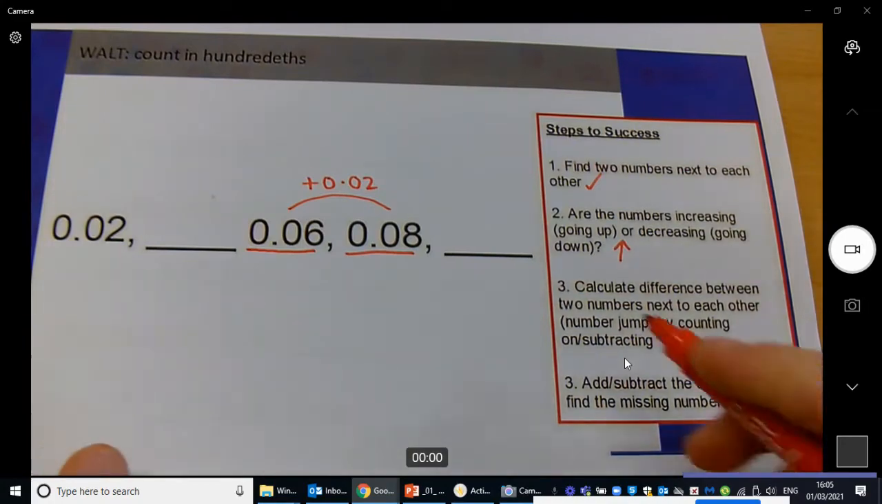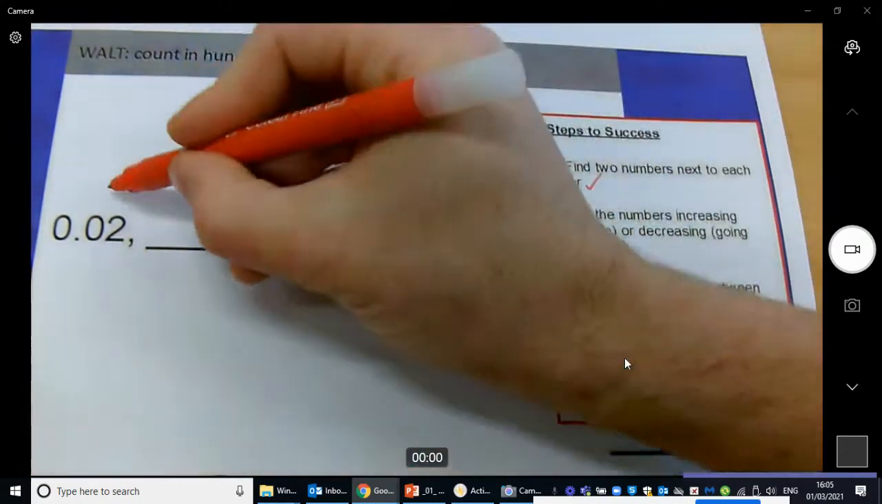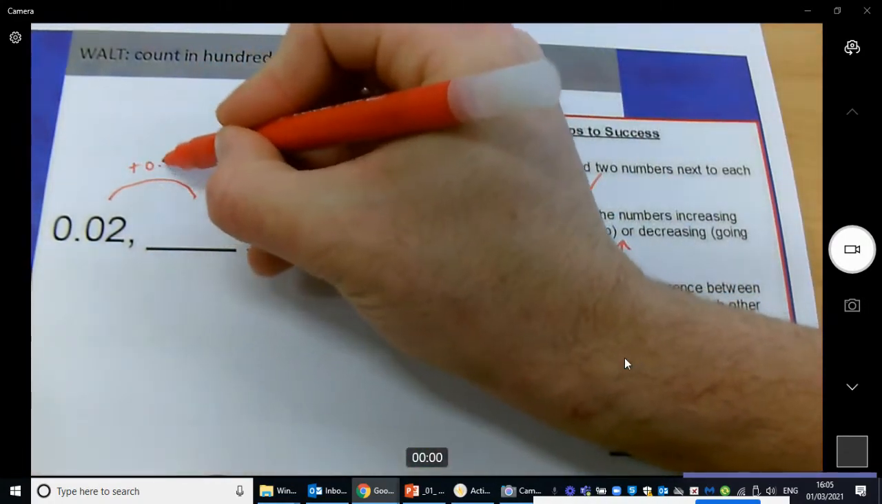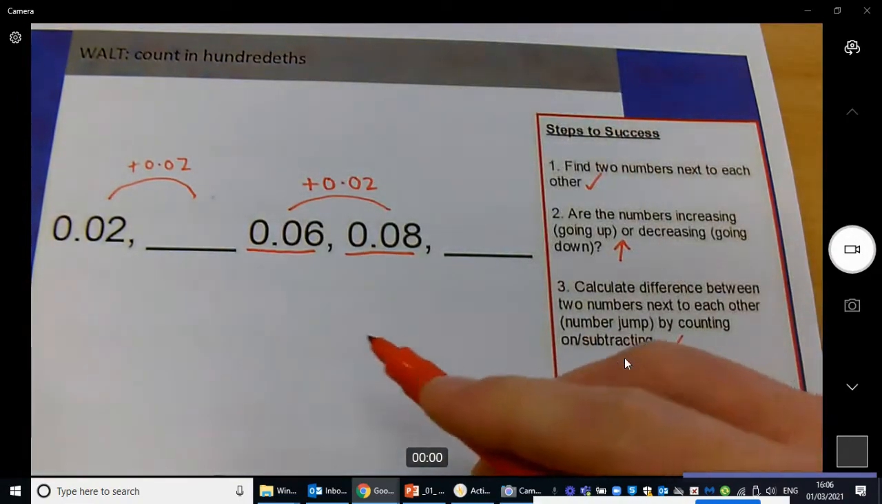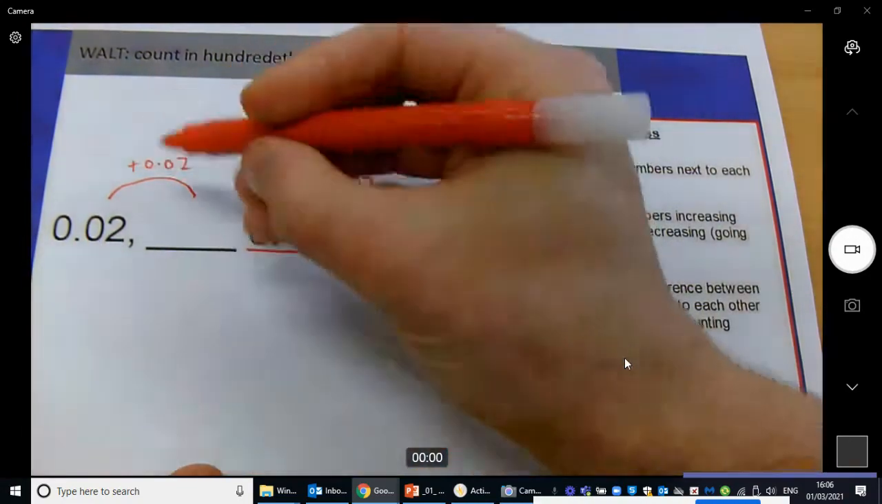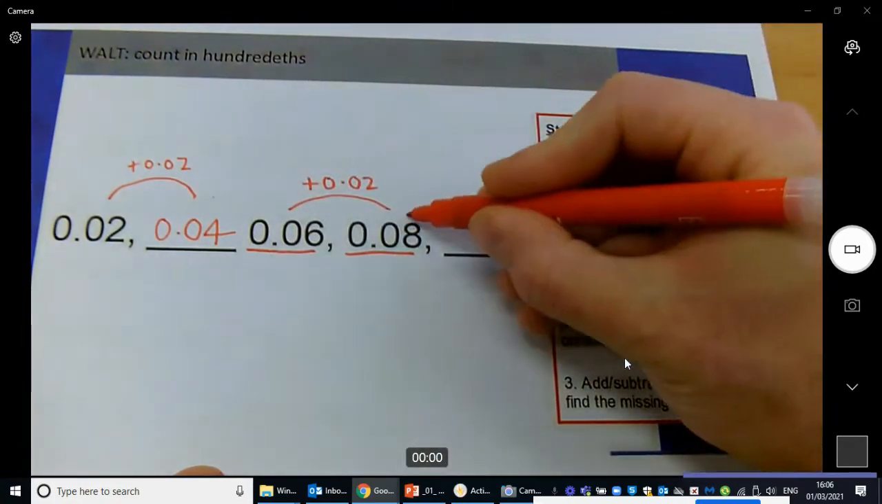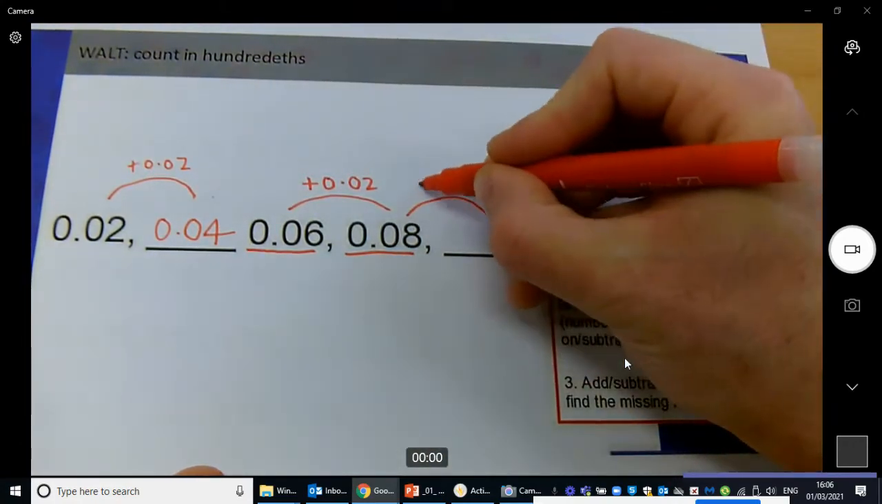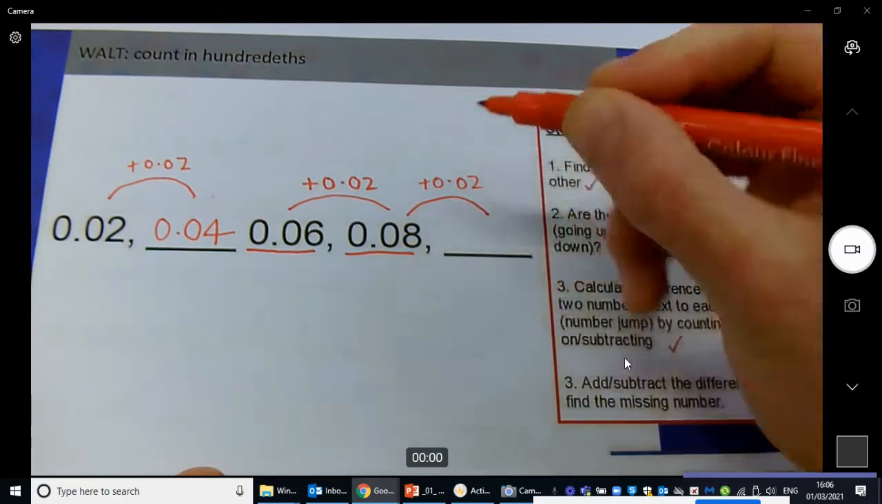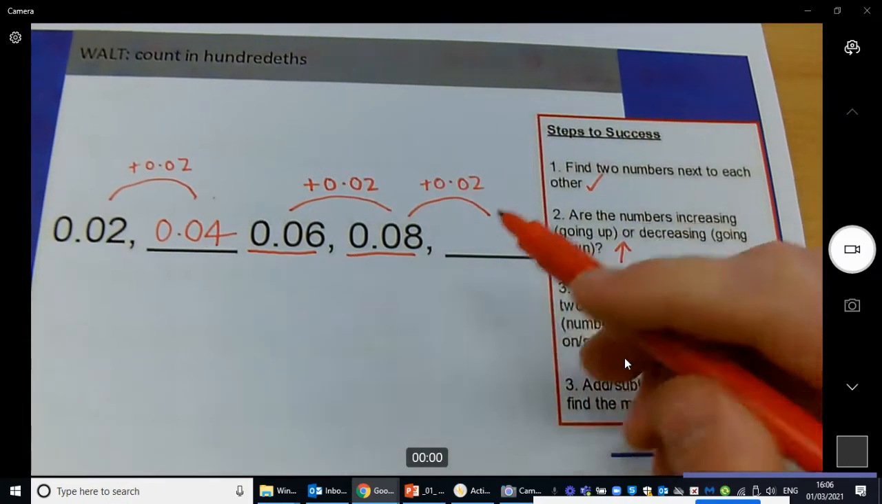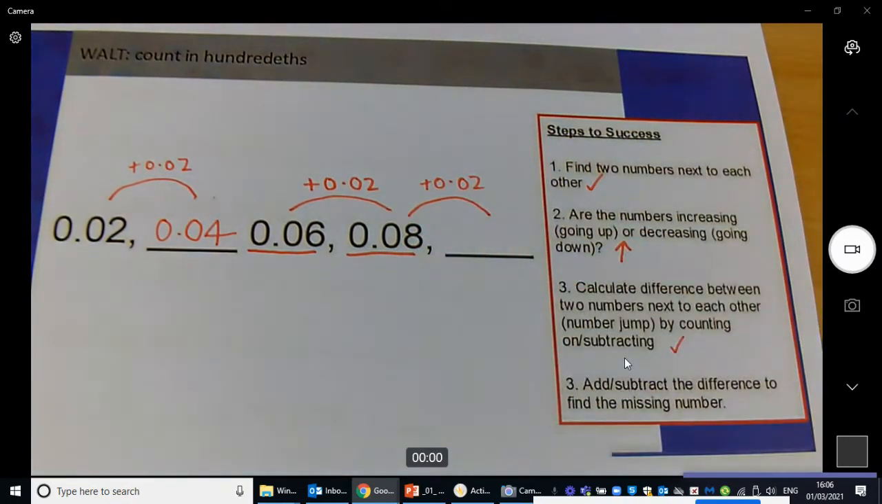So I'm going to do this one here. So if I know that it's going up by 0.02 or 2 hundredths each time, I know that that is going to be 0.04. Can you now work out what adding 2 hundredths is going to do? What's going to be the final number in the sequence? Again, pause the video now.